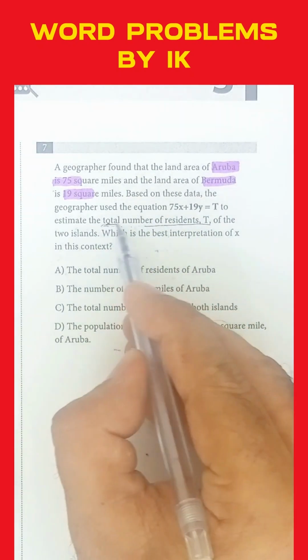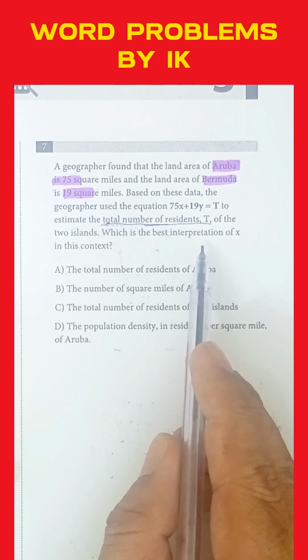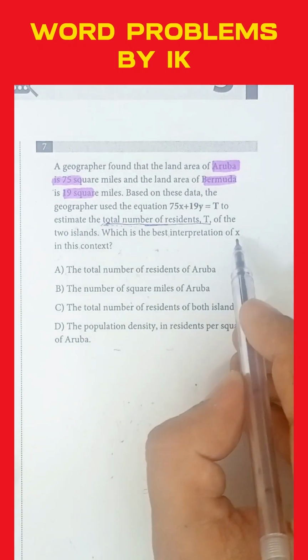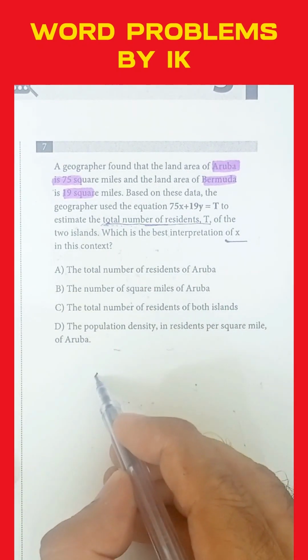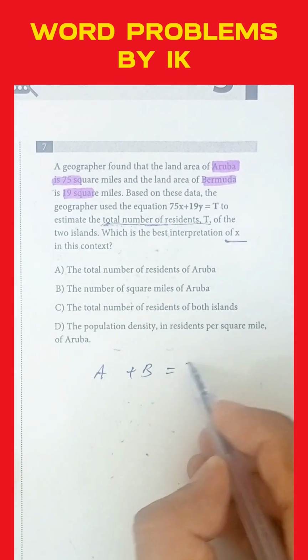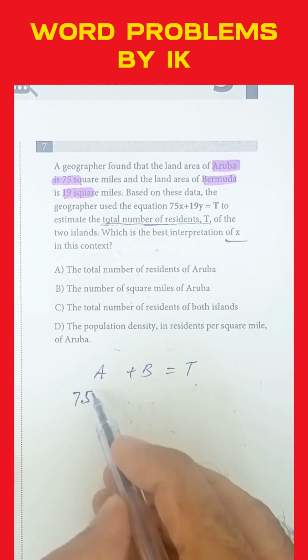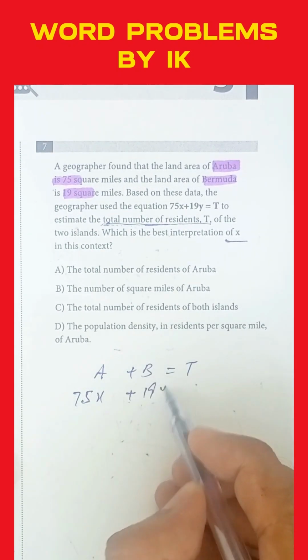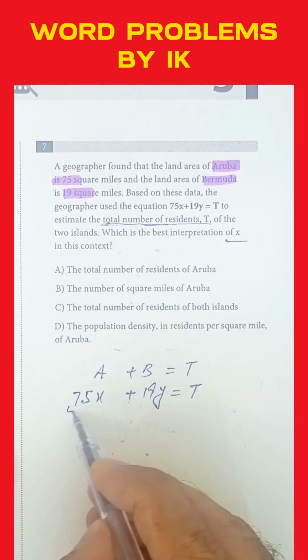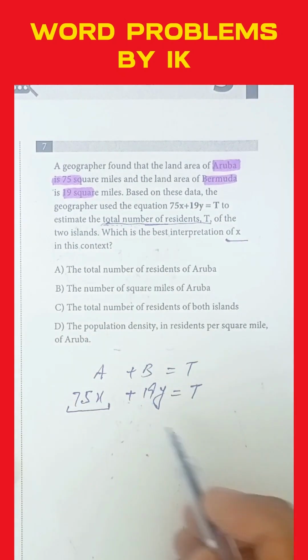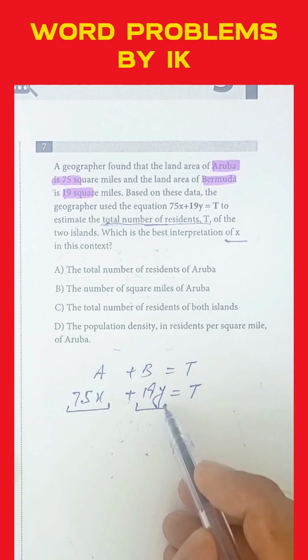Estimate the total number of residents. So of two islands, which is the best interpretation for x? You know that Aruba plus Bermuda is equal to t. So 75x plus 19y is equal to t. So 75x is the population of Aruba and 19y is the population of Bermuda.